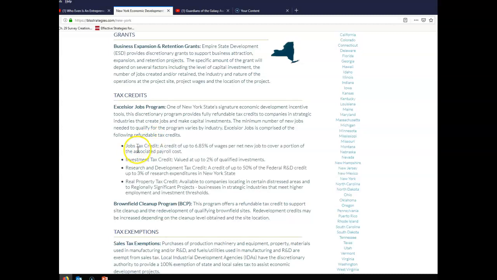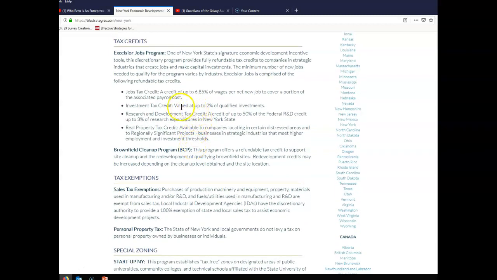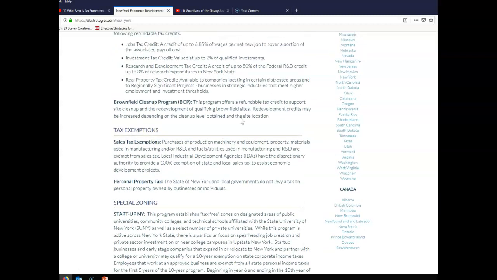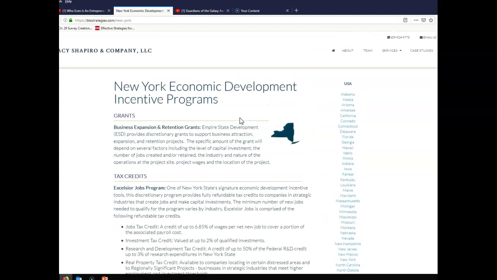And here are some of the benefits. A jobs tax credit of up to 6.85% of wages per net new job to cover a portion of the associated payroll tax. Investment tax credit valued at up to 2% of qualified investments. Research and development tax credit of up to 50% of federal R&D credit, up to 3% of research expenditures in New York State. So that's one going on in New York, and they are providing incentives to try and get people to come to the state, stay in the state, and work there.